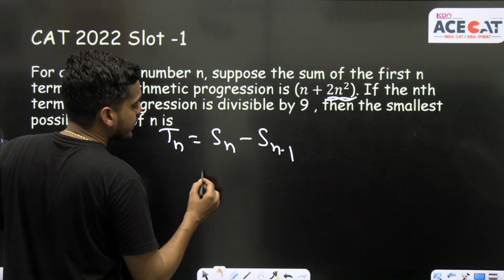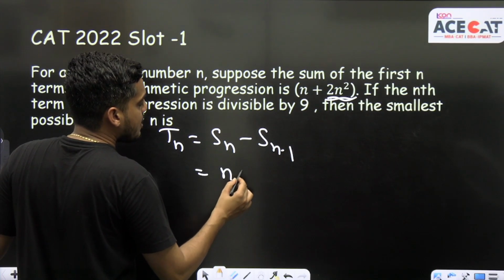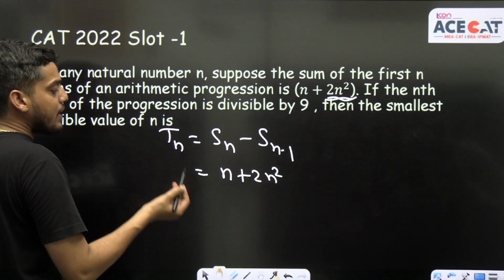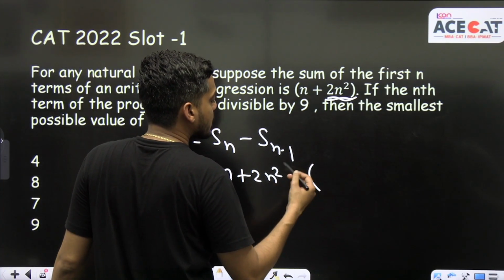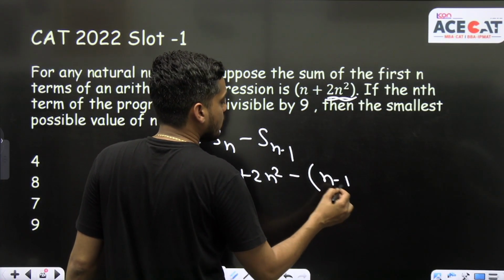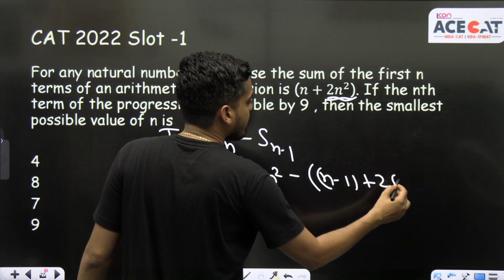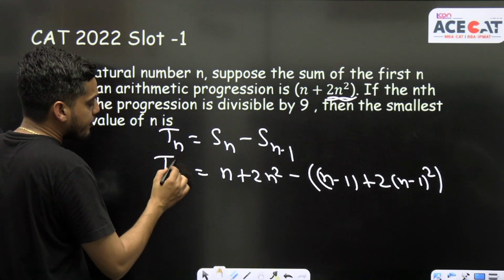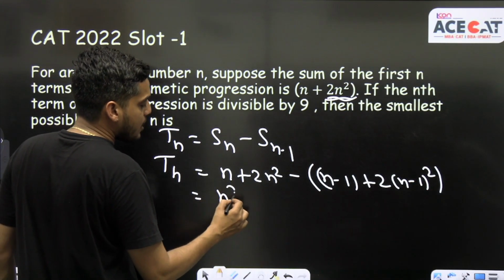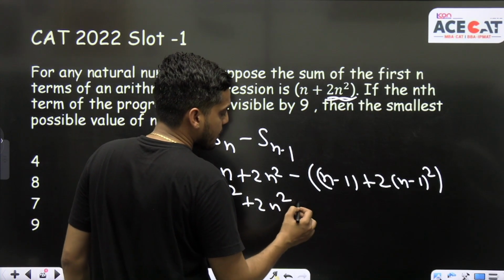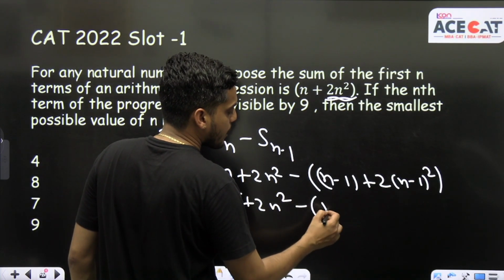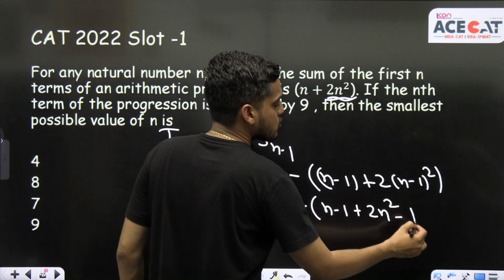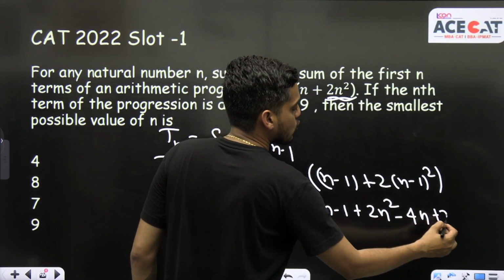So if I want to find out the generalized term for the nth term, just write the sum of n terms. Sum of n terms is given as n plus 2n square. So if I put n equal to n minus 1 in this, it will be equal to sum of n minus 1 terms. So n minus 1 plus twice of n minus 1 whole square. This must be equal to the nth term, guys. Just solve this.